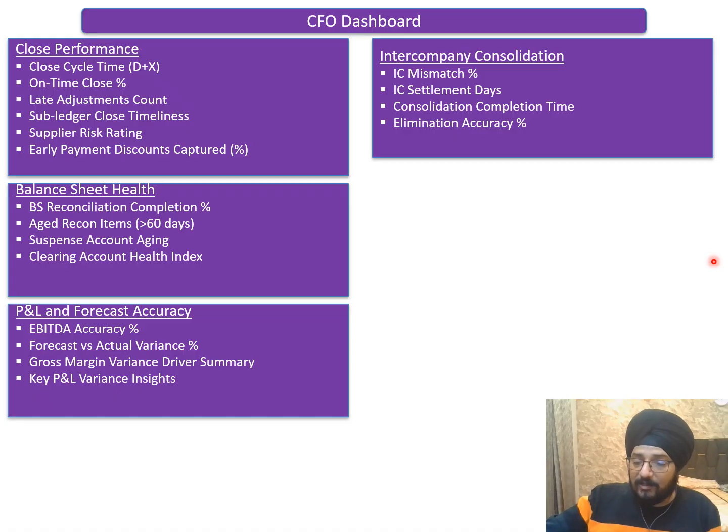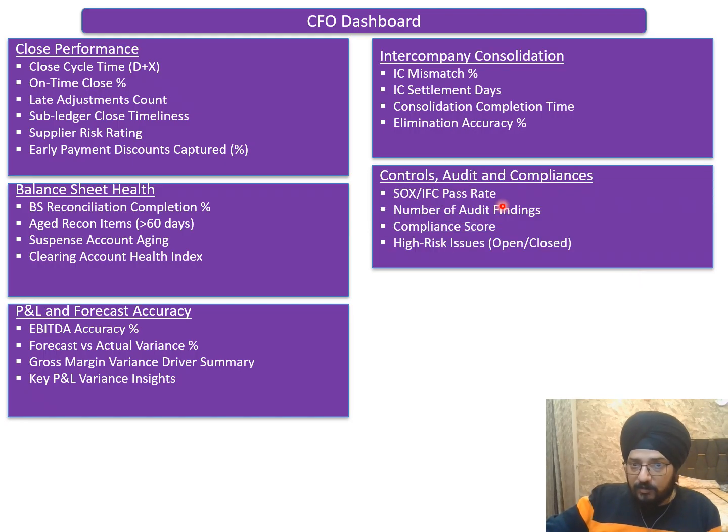Intercompany consolidation, I see mismatch. Intercompany mismatch, if it is on the higher side, it's a cause of concern. Intercompany settlement date should be minimal. Consolidation completion timeline should be as per the agreed timelines, and the elimination accuracy percentage. Then controls and the SOX audits: SOX and IFC pass rate, number of the audit findings, compliance score, high risk issues, and how many of them are open and how many of them are closed.